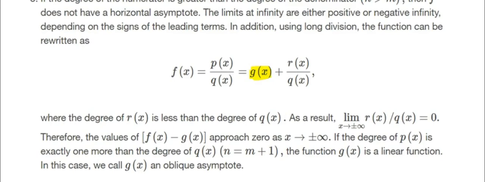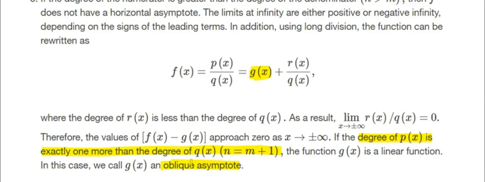Let me quickly highlight and then continue my discussion on that. So if the degree is exactly one more, then we have an oblique asymptote. What we're saying is the degree of the numerator is bigger than the degree of the denominator, so no horizontal asymptote. We need to do a little more research, but there's not going to be a horizontal asymptote.